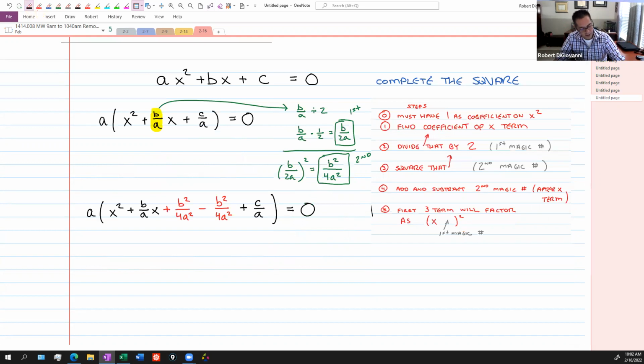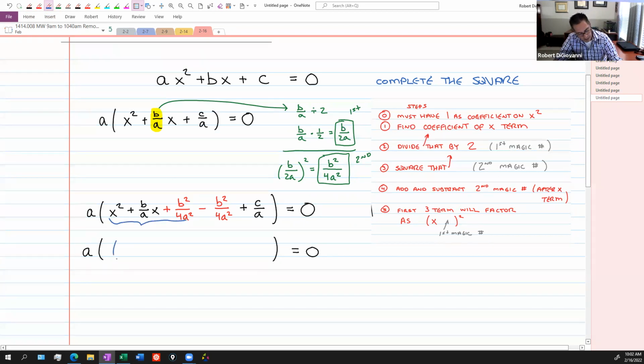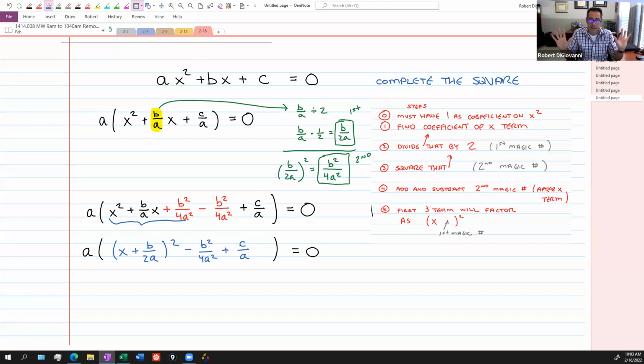Now the next thing is that I know for sure this will be guaranteed to factor to something squared, and it'll be the x, and then right here will be the first magic number, which is b over 2a. So I'm going to put plus b over 2a. And then I still have all this out here. I still have the minus b squared over 4a squared plus c over a. Y'all good? I know it's messy, but this is it, right?